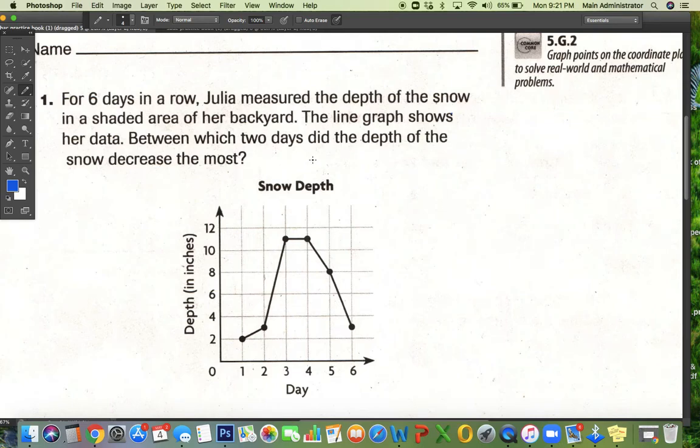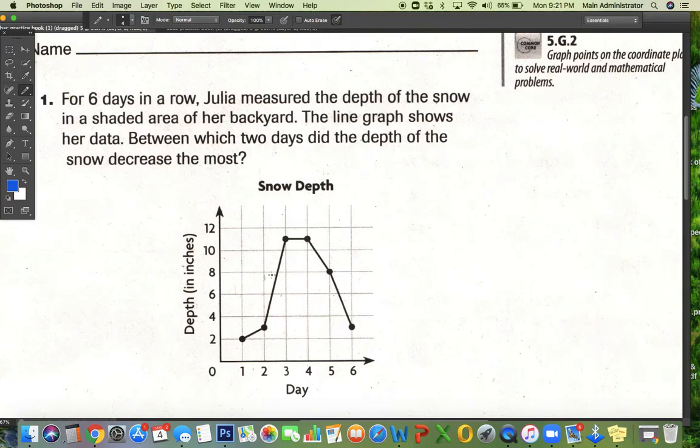Okay, we're going to do SB63 and 64. We're plotting, looking at more points on a graph, points on a coordinate plane. So let's take a look at number one.